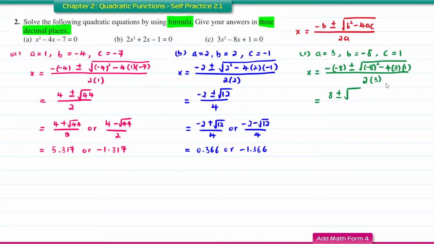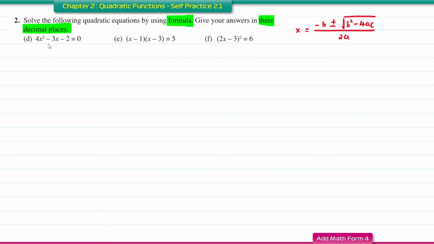So for the square root part, after you solve it, you're going to have 52 divided by 6. So you have two values of x. One of it is 8 plus square root 52 divided by 6. Or the other one is 8 minus square root 52 divided by 6. Solve this using your calculator. The answer is 2.535, or the other one is 0.131.